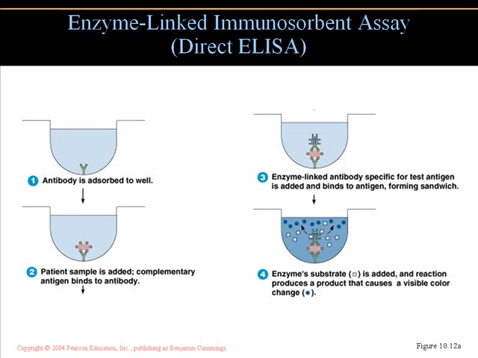In the illustration identified here, the enzyme-linked immunoassay, or the direct ELISA, you see the antibody is adsorbed into the well. The patient sample is added, and complementary antigens will then bind to the antibody. The enzyme-linked antibody specific for the test antigen is then added to the antigen, forming a sandwich, illustrated here. The enzyme substrate is added. The reaction produces a product that causes a visible color change.